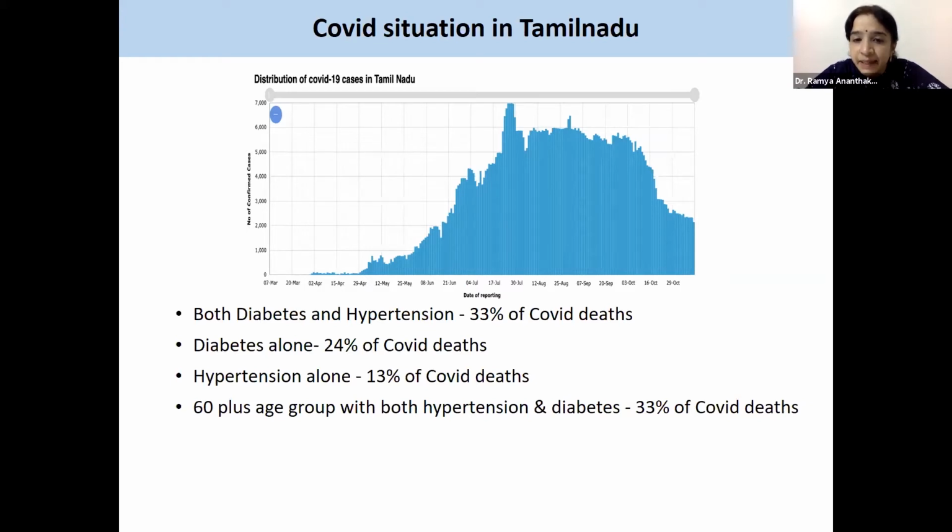Some interesting data came in the reports. The report looked at the data of the COVID deaths in the state of Tamilnadu. Both diabetes and hypertension contributed to 33% of the COVID deaths. Diabetes alone contributed to 24% of COVID deaths, and hypertension caused 13% of all COVID deaths. In the 60 plus age group, if they had both hypertension and diabetes, the risk was nearly 33%. These were very staggering numbers when we looked at the comorbidities and the COVID deaths in the state. Next slide, please.